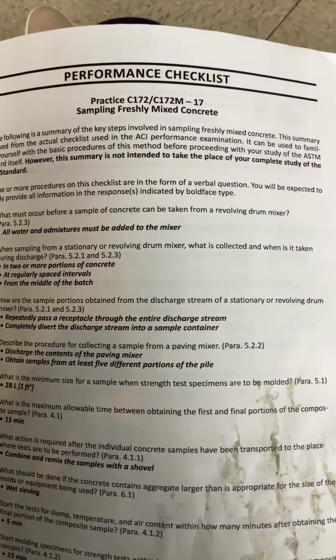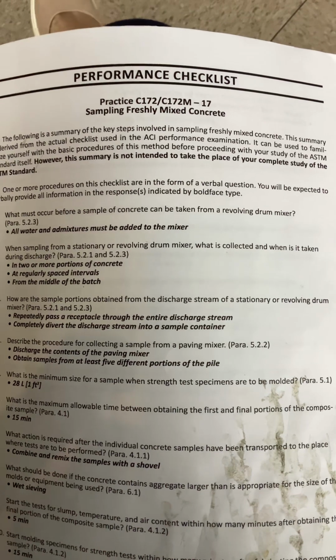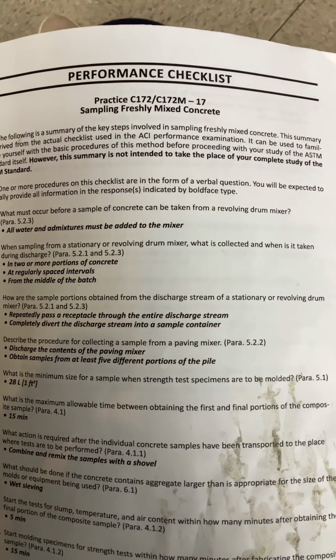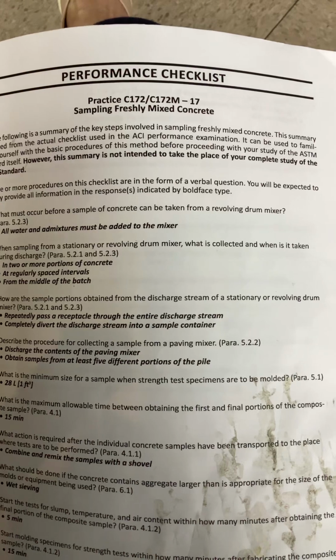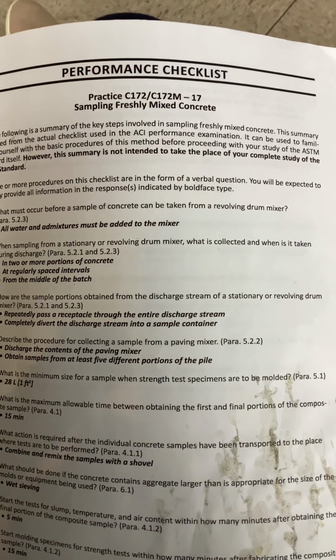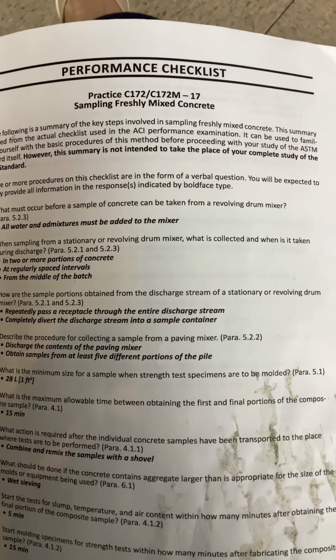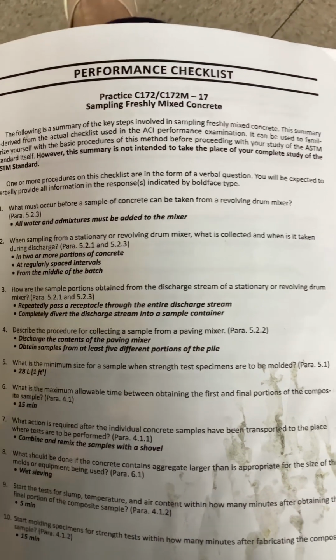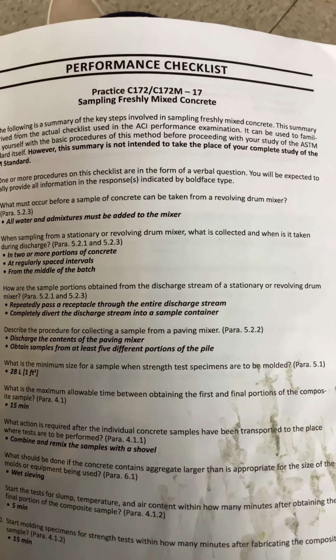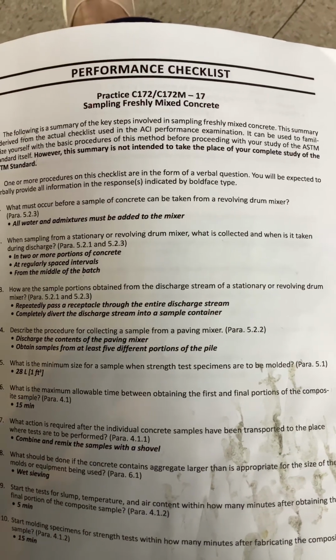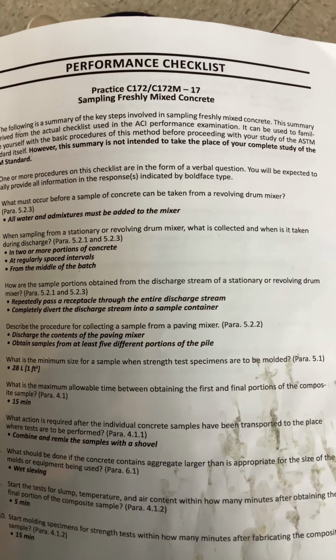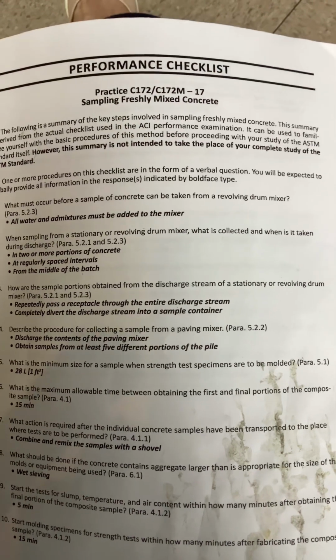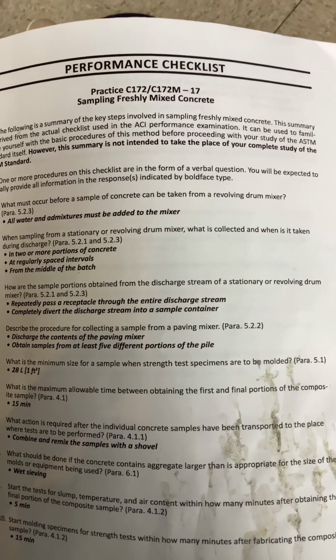How are the sample portions obtained from the discharge stream of a stationary or revolving drum mixer? Repeatedly pass the receptacle through the entire discharge stream, or completely divert the discharge stream into a sample container. Describe the procedure for collecting a sample from a paving mixer. Discharge the contents of the paving mixer. Obtain samples from at least 5 different portions of the pile.